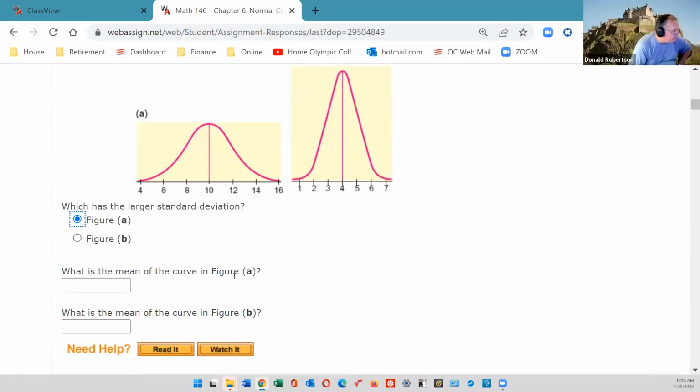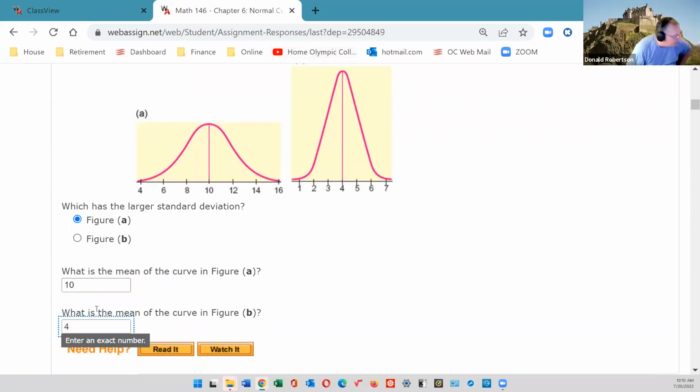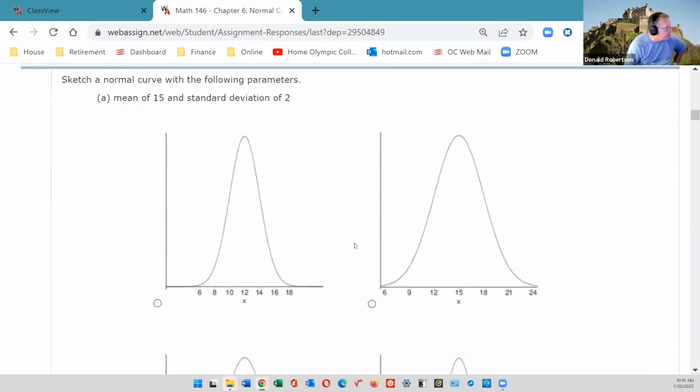Now, when it says what is the mean of curve A, isn't the mean right there? So that would be 10. And for this one, wouldn't it be right there? And that would be 4. So these early questions are really just, hopefully, pretty straightforward, right? Nothing too special going on.